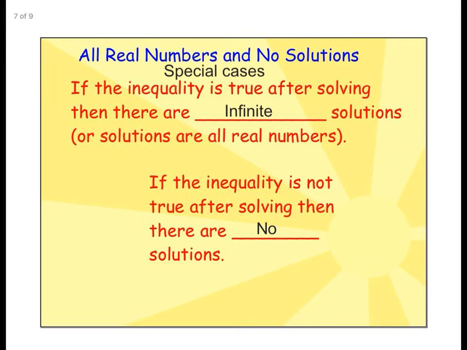Okay, so we have some special cases called all real numbers and no solutions. And it says if the inequality is true after solving, then there are infinite solutions, or solutions are all real numbers. And if the inequality is not true after solving, then there are no solutions. So these typically show up when the variable drops out of your inequalities. So for example, you go to combine terms and they add up to 0. This will make more sense when we look at our next two examples.